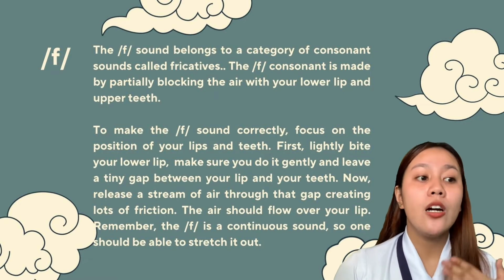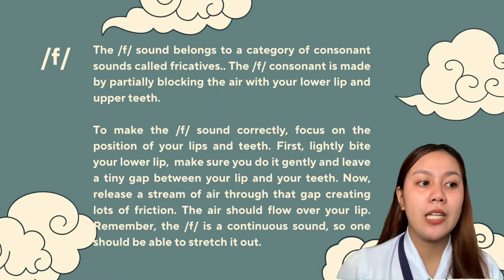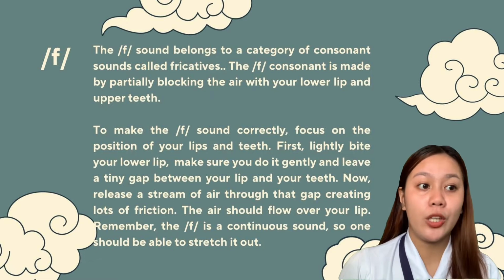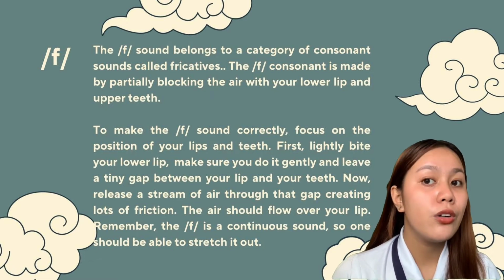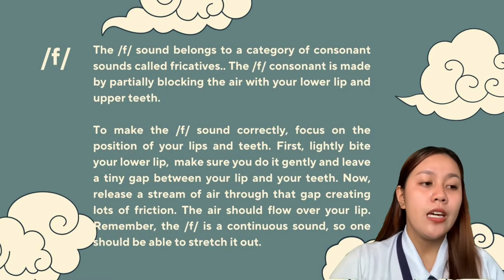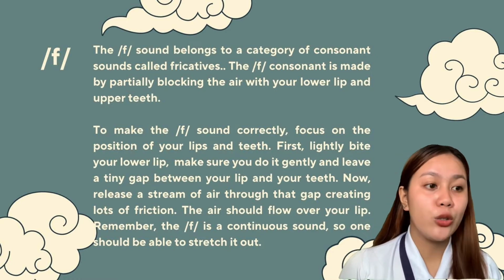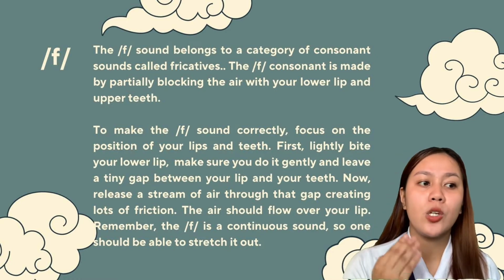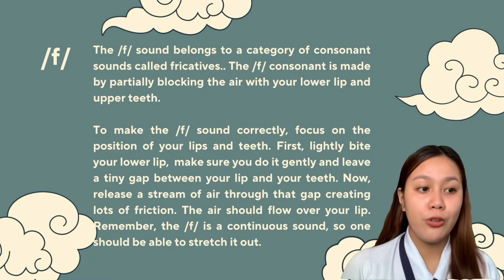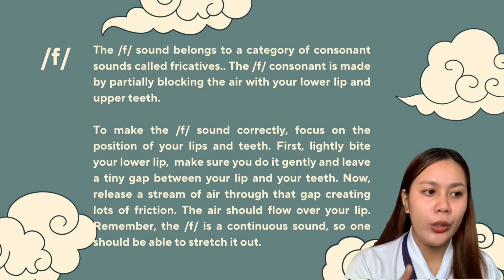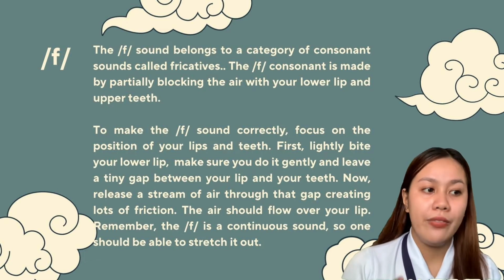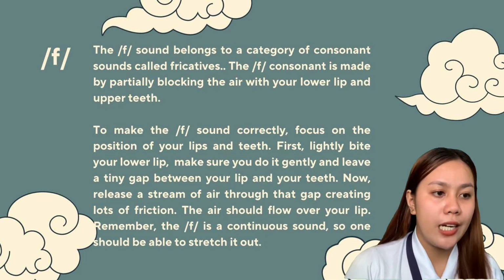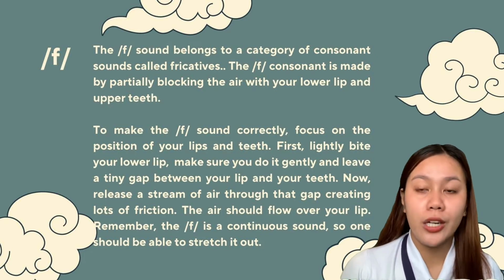Okay? So the consonant is made by partially blocking the air with your lower lip and upper teeth, just like this. Okay. To make the sound correctly, focus on the position of your lip and your teeth. First, lightly bite your lower lip. Make sure you do it gently and leave a tiny gap between your lip and your teeth. Now, release a stream of air through that gap, creating lots of friction, just like this.